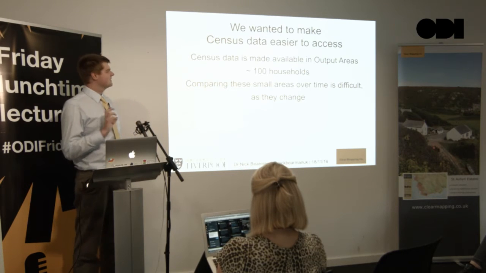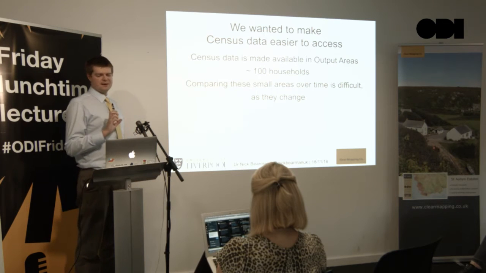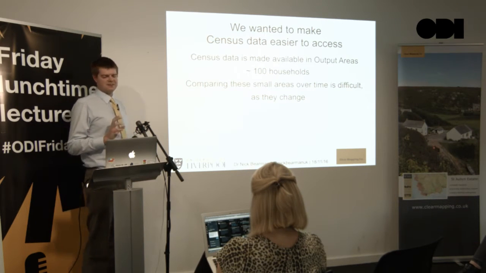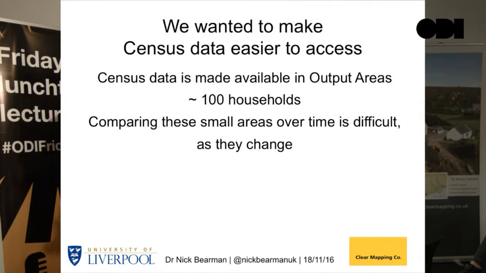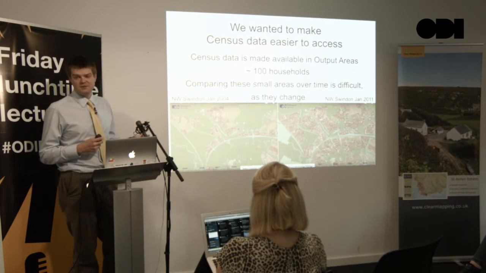Well, at the moment, census data is made available in units called output areas. So there's about 32-ish thousand across the country, and each output area is about 100 households or so. And so these are quite small units, so they're quite detailed, which is great. But comparing these over time is quite difficult because they change, usually as a result of housing development.